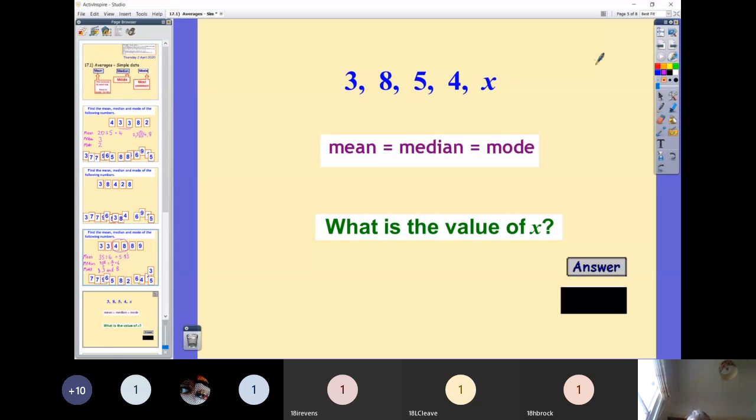So I'm just going to give you a bit of time to think about it. What do you think x must be, so that when we've worked out that number, the mean, the median and the mode are all the same number? Okay, now I don't mind as long as you're not all going to do it at once. Does anybody want to try and hazard a guess?